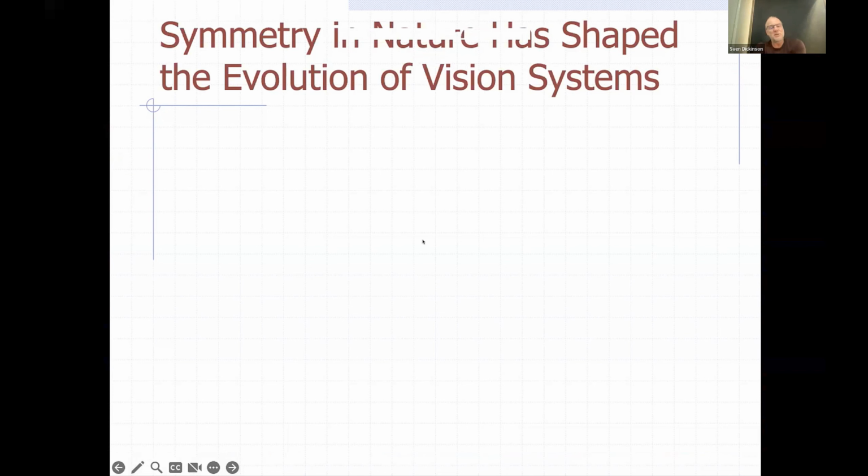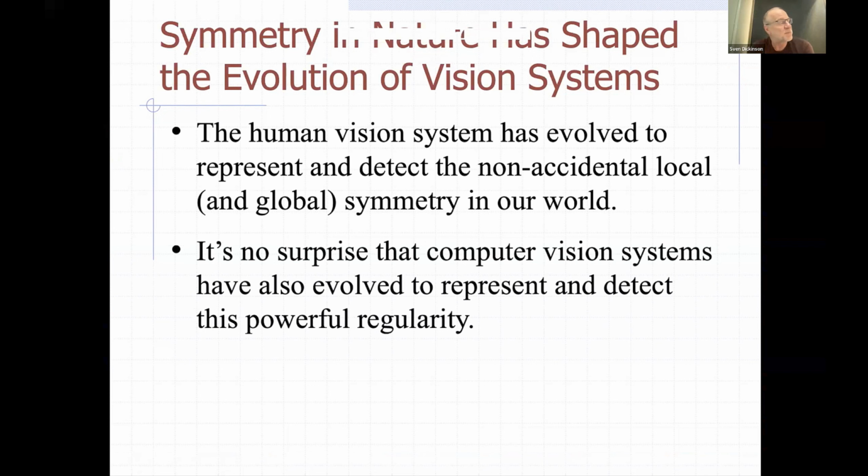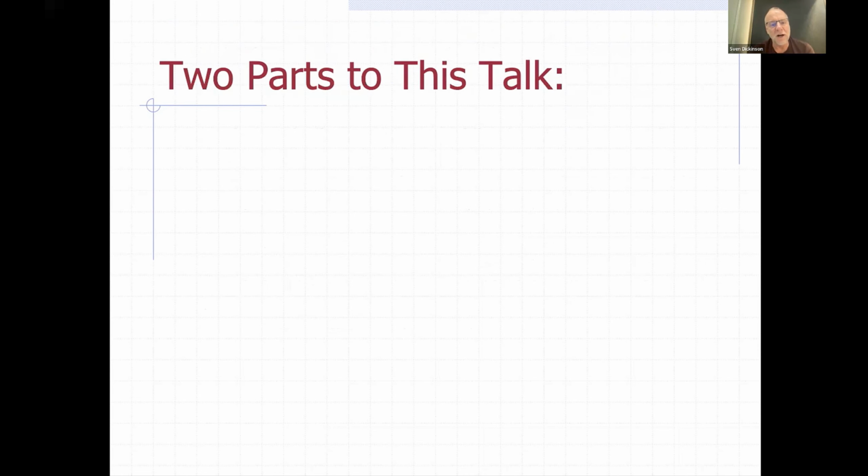So as I said, symmetry has shaped the evolution of our human vision system. We've evolved to represent and detect these kinds of non-accidental local and global symmetries in our world. And it's no surprise that over the past 50 or 60 years, computer vision researchers have exploited symmetry to try to represent and detect this powerful regularity and to build recognition systems on top of that. So it is a common theme in both human and computer vision. If I had more time to speak, I would give you sort of a guided tour historically tracing through some of the literature on both the human and computer vision side, but I'll pass on that today in the interest of time. So in this talk, I'm going to talk about two things.